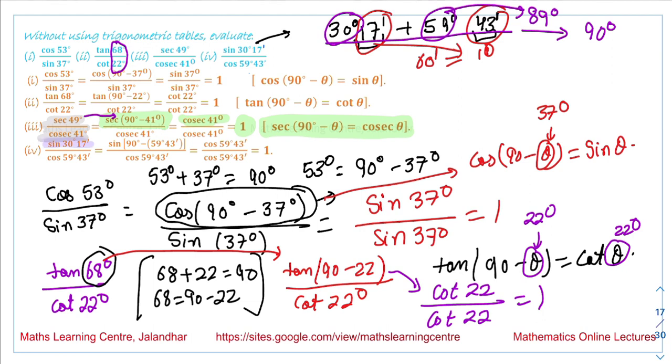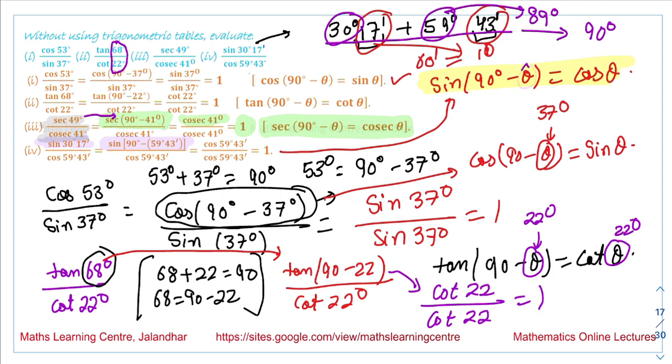So in place of sine 30 degrees 17 minutes, we can write sine of 90 minus 59 degrees 43 minutes. We are using the formula that sine of 90 degrees minus theta is equal to cos theta. The value of theta we have is 59 degrees 43 minutes. So we can write this as cos of 59 degrees 43 minutes, and the answer comes out to be 1.